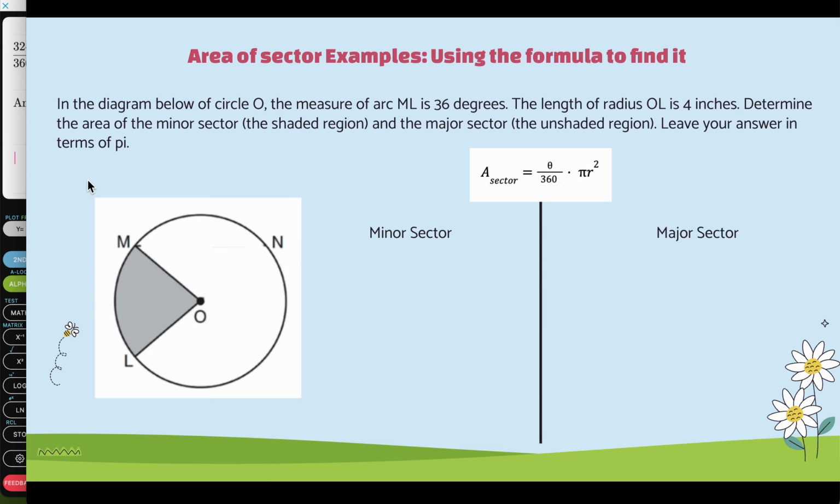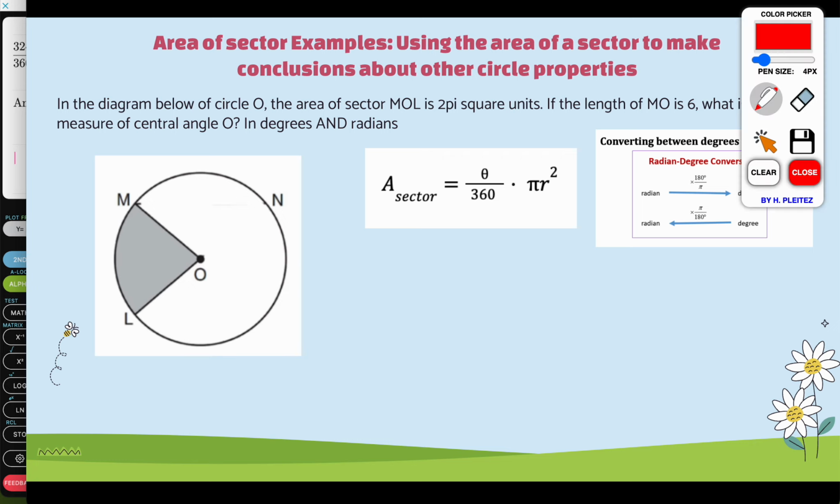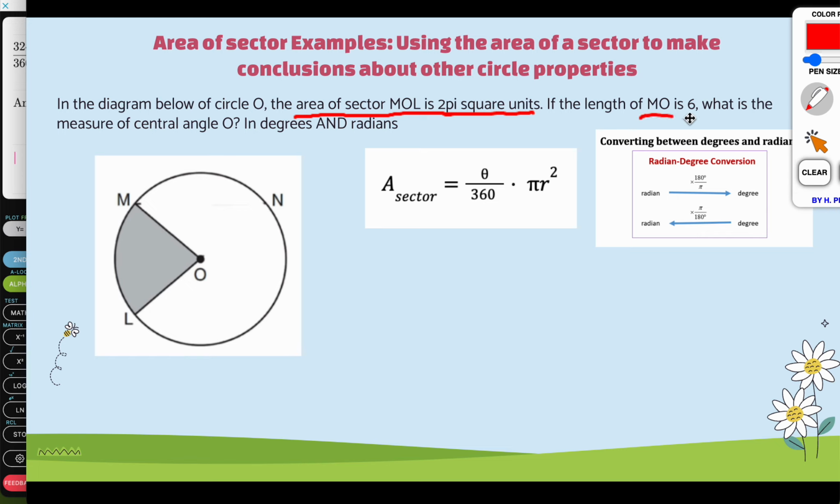Okay? Now, the second type of example is they might give us the area of a sector now, and we're going to have to go backwards. So it says in the diagram below of circle O, the area of sector MOL is 2 pi square units, and the length of MO is 6. And it wants us to find the measure of our central angle.